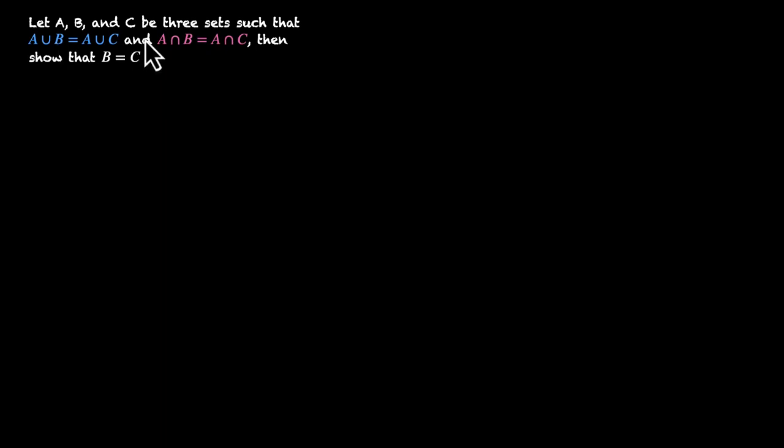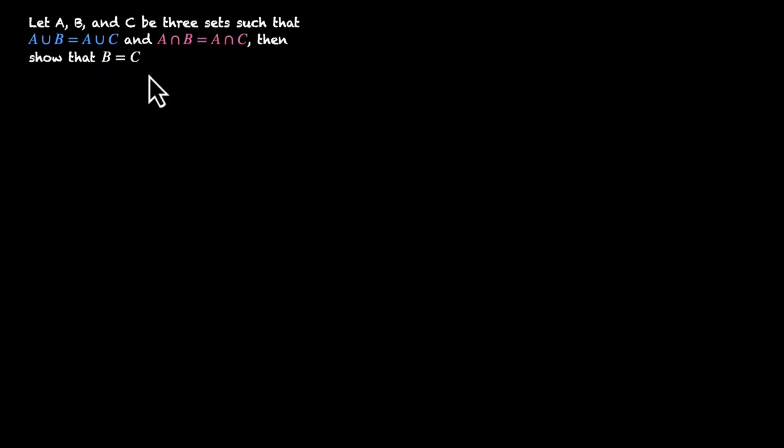Let A, B and C be three sets such that A union B equals A union C and A intersection B equals A intersection C. Now we've just replaced B with C here in this one, and we've replaced B with C here in this one. This statement is saying that B is equal to C. So if this and this is true, then show that B is equal to C.